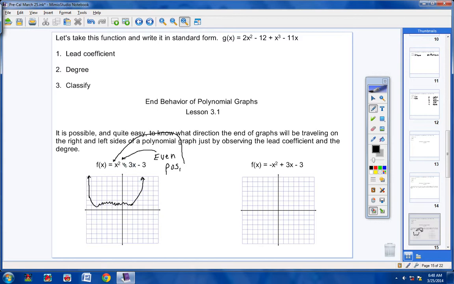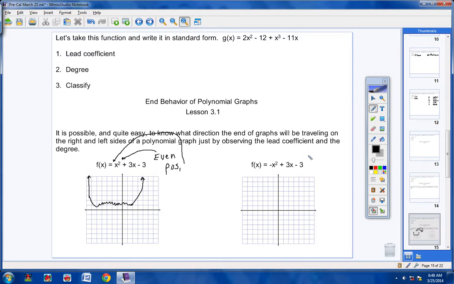Guaranteed, every time your degree is even and your lead coefficient is positive, it might do all kinds of turns and twists, but in the end, when it's all done doing all of its twists and turns, it will go up to the left and it won't come down again, and it will go up to the right and it won't come down again.